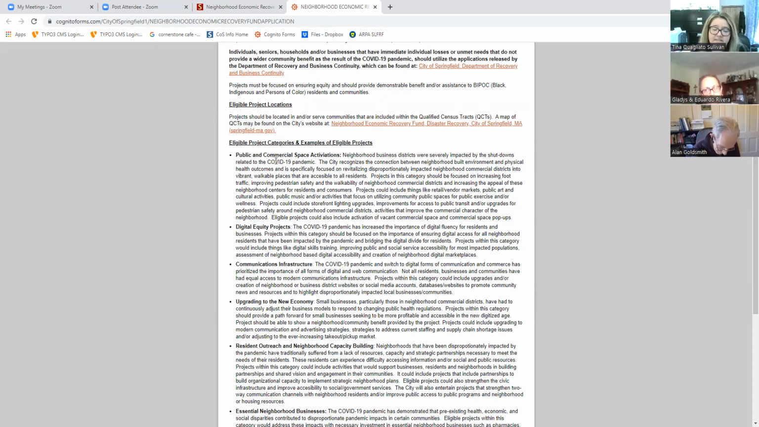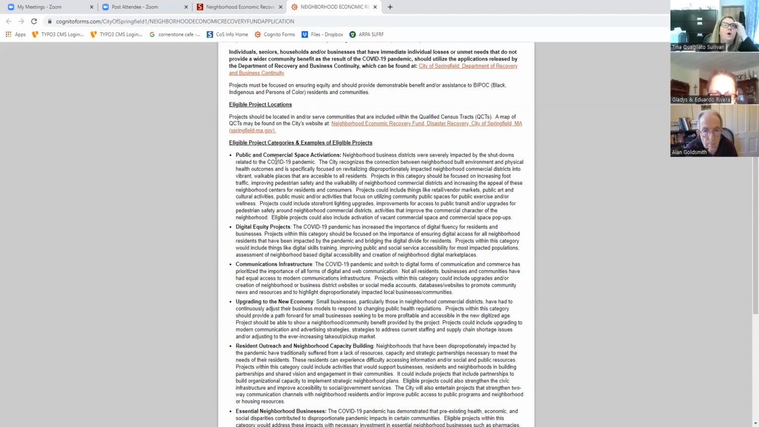It could include things like retail and vendor markets, public art, cultural activities, public music activities. Some ideas that we've heard were things like public yoga in some of the business commercial districts to try to bring folks downtown. Those would all be things that would potentially be eligible. Other things that would be considered eligible would be storefront lighting upgrades, improvements for access to public transit, or upgrades for pedestrian safety.